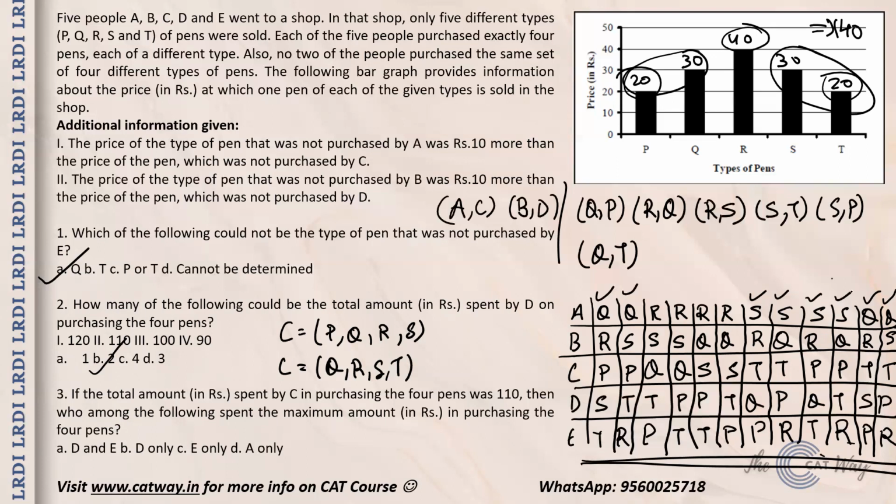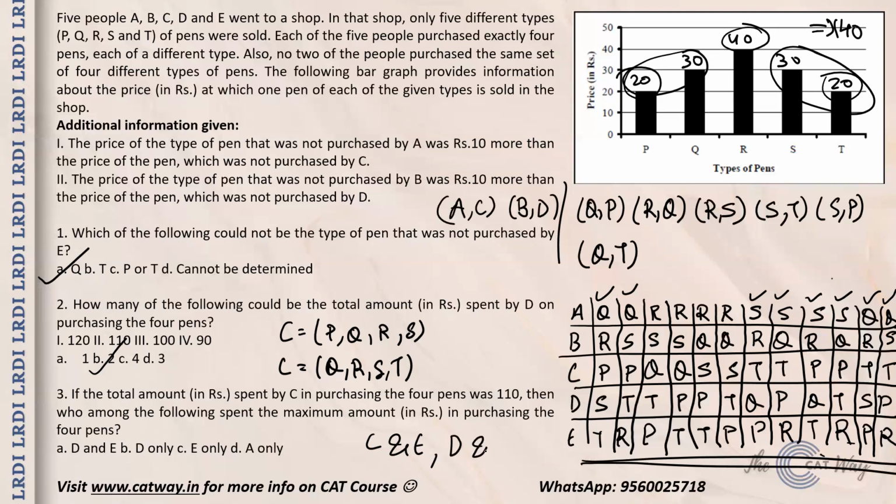Now guys, see, who among the following spends the maximum amount? The maximum amount that could be spent is 120, and 120 can be spent if a person leaves P or T out. So in this case, who is leaving P or T out? It is C and D. Take the second case, who is leaving P and T out? It is D and D.